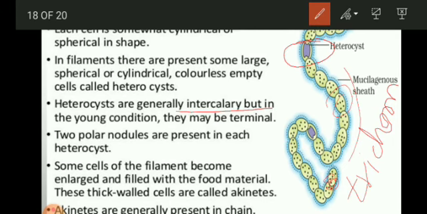Two polar nodules are also present in each heterocyst. Polar nodules, we can see, this is the heterocyst. So these polar nodules are present in these heterocysts. Some cells of the filament become enlarged and filled with food material, thick walled, and they are called the resting cells, and they are present in the chain form and filament form of this.